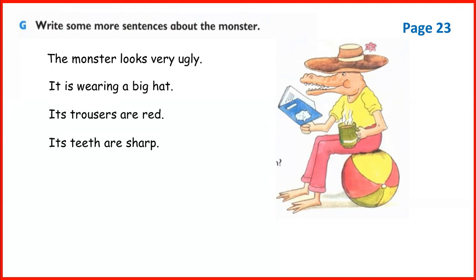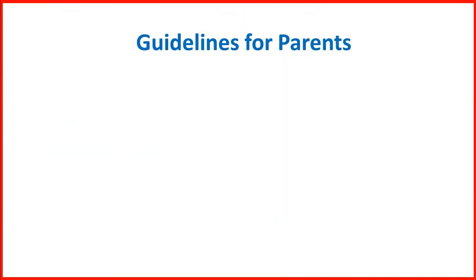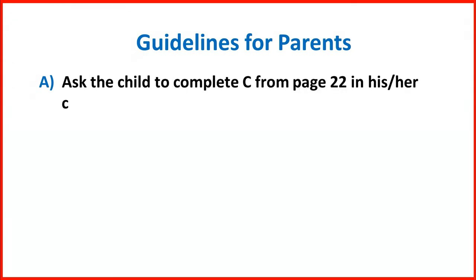Now I'm talking to your parents. Guidelines for parents. A. Ask the child to complete C from page 22 in his or her copy book.